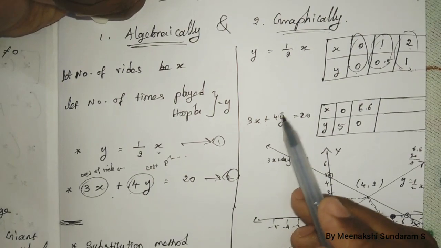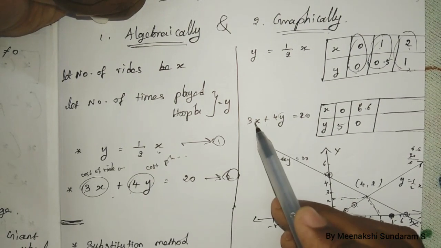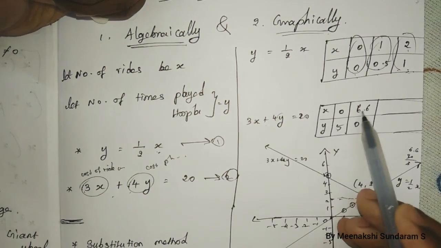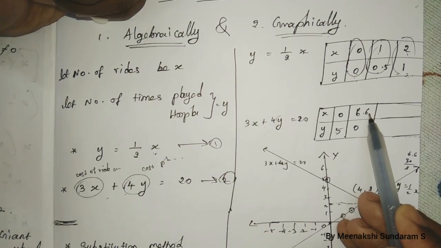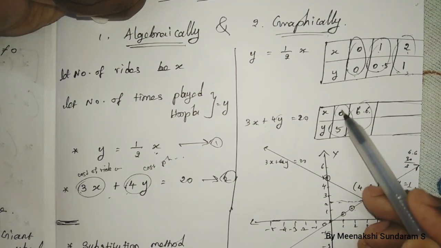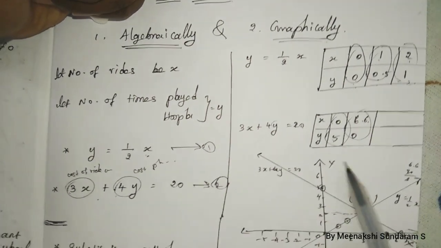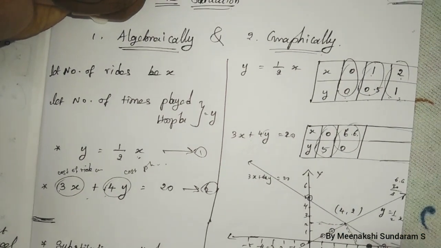Now put y as 0. So 4 into 0 is 0, so 3x is equal to 20. So x is equal to 20 by 3, that is 6.66. Clear? So now we have found two points. Now we can represent both of these on a graph.